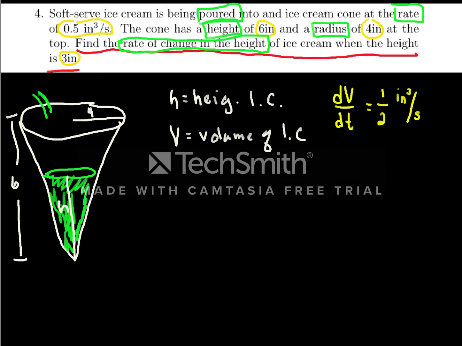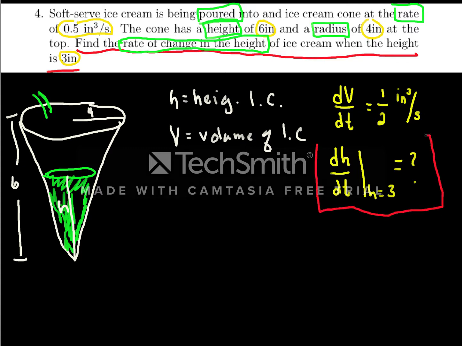And so have I collected all my information and gathered it together? Well, I've got change in volume. The cone is 6 inches. Use that. The radius of the cone is 4 inches. And, oh, I need to add this in. What do I need to find? I need to find the change in the height. So what is dh/dt? What's the change in height of the ice cream when h equals 3? This is the question being asked. So I'll box it so I can always come back and remind myself this is what is being asked in the question. This is the value I am after.